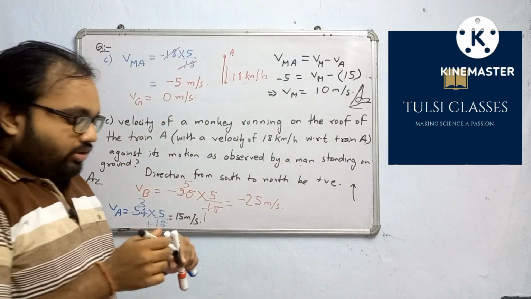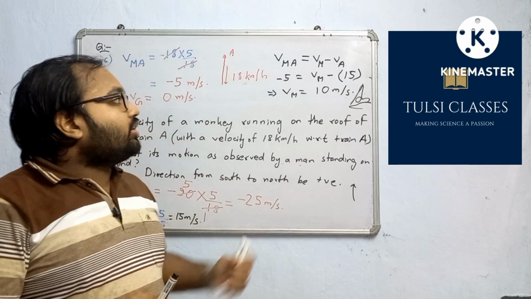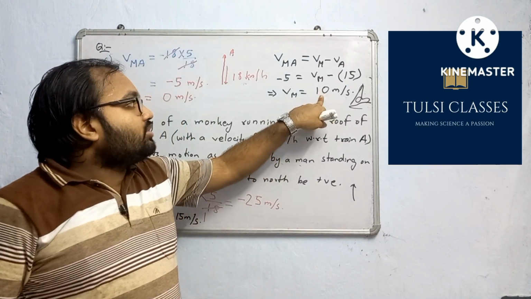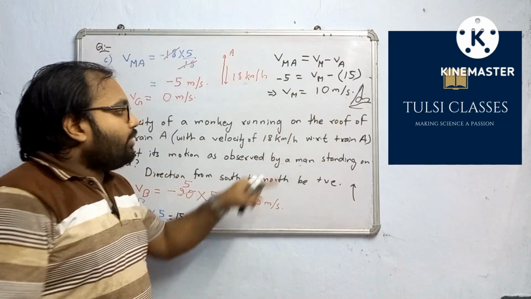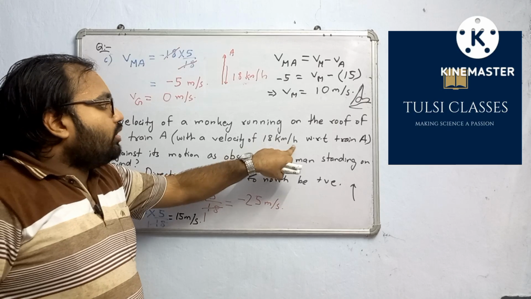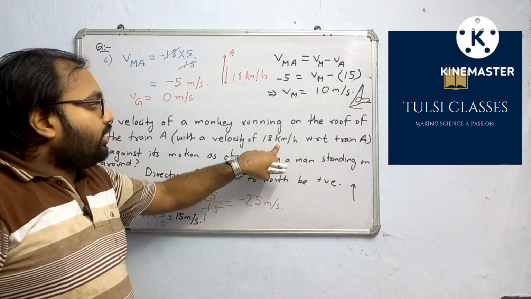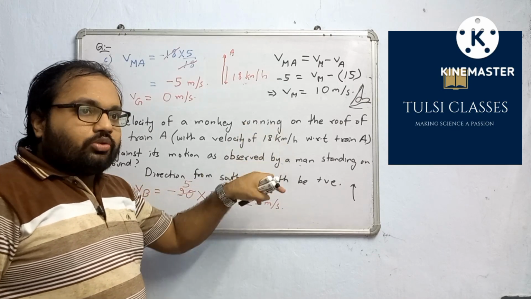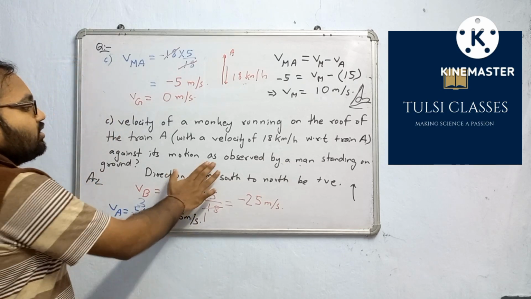10 meter per second means if a man is standing on the ground, observing this monkey, he will see that the monkey is moving in the north direction with a velocity of 10 meter per second. And with respect to train A, it is moving at 18 kilometer per hour in a direction opposite to the motion of train A. So this was the question.